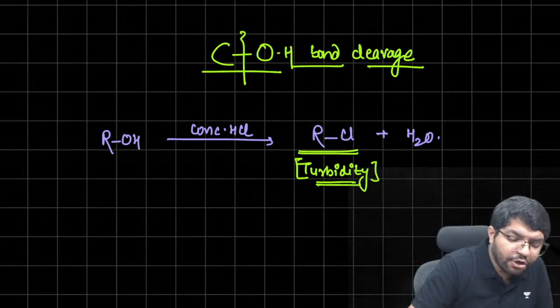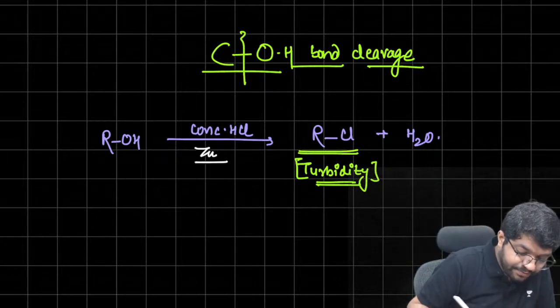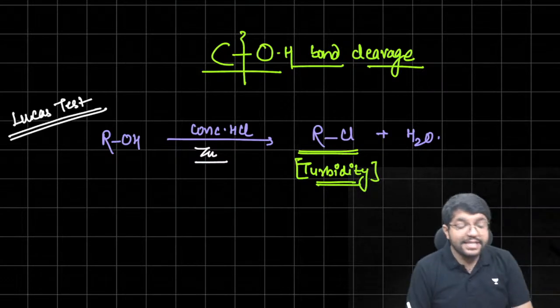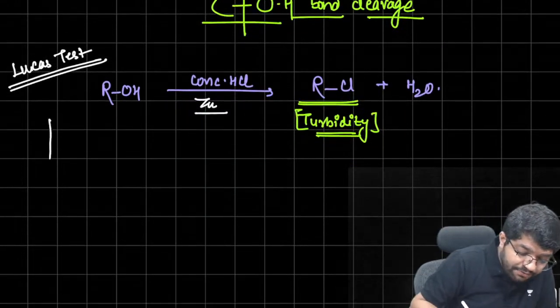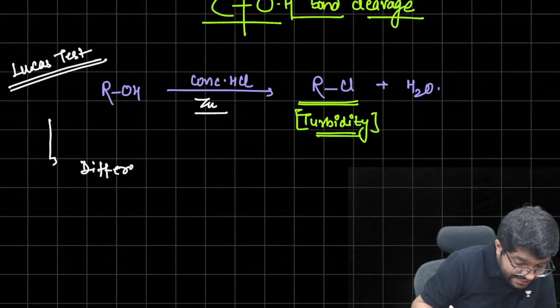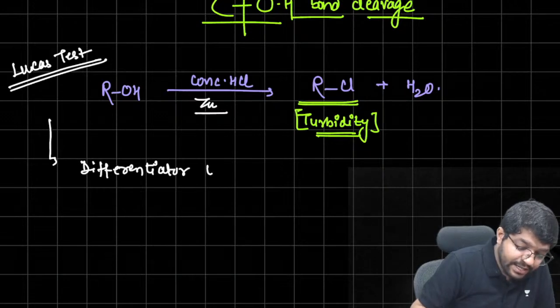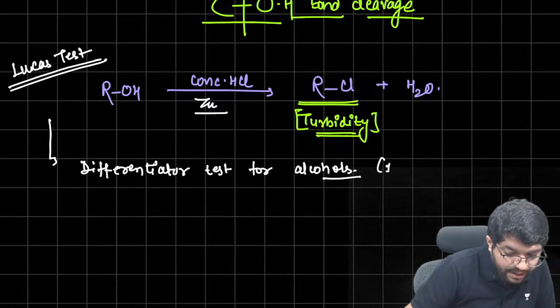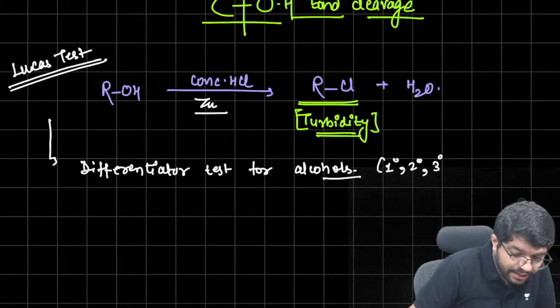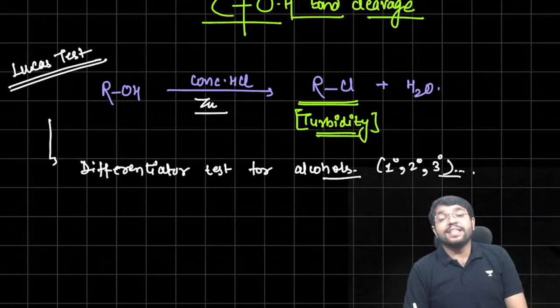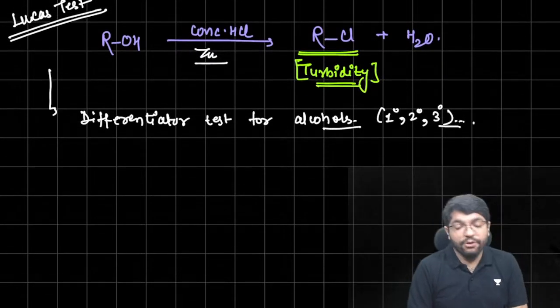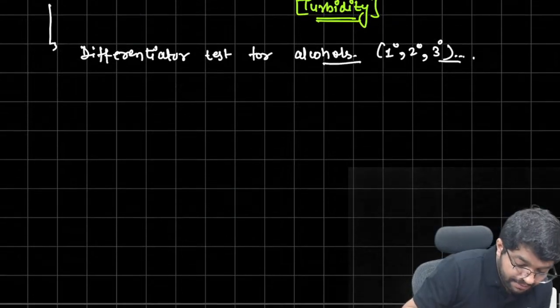It happens in zinc, zinc conc HCl. This is called the Lucas test, and it is actually a differentiator test for alcohols between 1 degree, 2 degree, and 3 degree. So how it goes is that the turbidity is formed. Now there are three instances. Zinc conc HCl, the turbidity is formed.